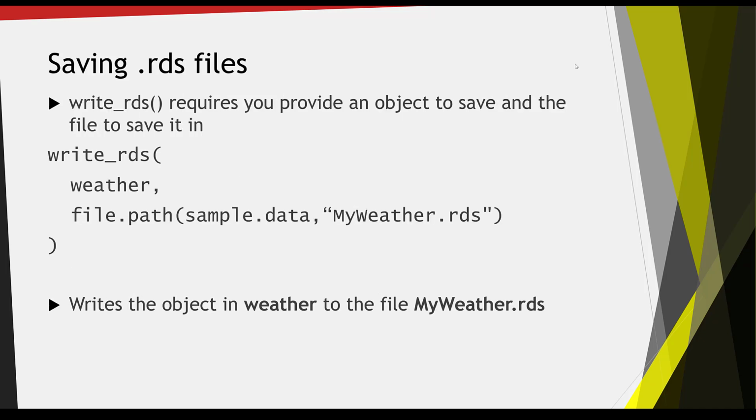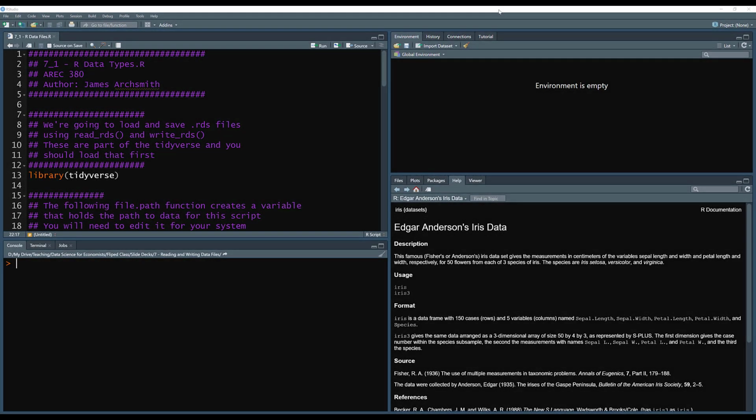You're going to create RDS files with the write_rds function. This function is a little different than read_rds. The first argument you give it is the object that you would like it to save to the disk, and then the second argument you give is the path to the file where you'd like it saved. So here I'm taking an object named weather, and I'm saving it to the folder specified by my sample data folder, followed by the file name myweather.rds. Again, this will take the object weather and write it to the file myweather.rds so I can load it again later. Let's work through loading and writing RDS files using RStudio.